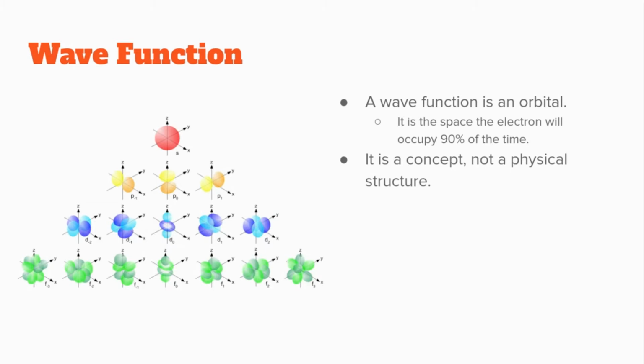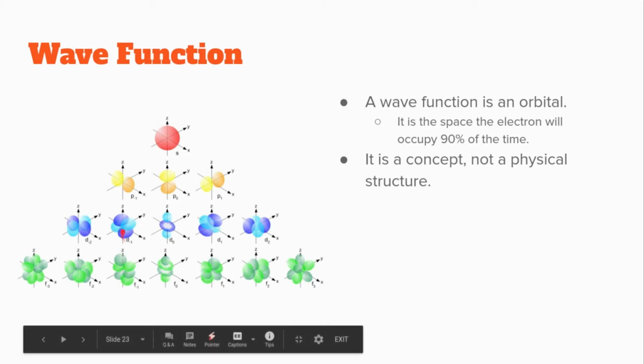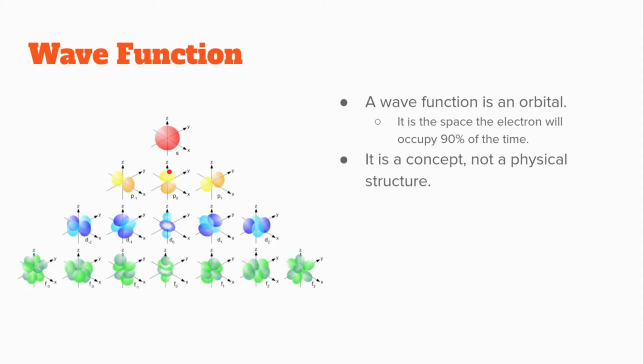So the wave function is just an orbital. We consider it to be the space the electron will occupy 90% of the time. We can't say it with any more certainty than that, just based on the calculations that we can do. But what's also important to know is that this is just a concept. It's just a probability. It's not something physical. There aren't these shells or balloons or whatever within an atom. These drawings are just shapes that are created from the math that we do that show where the electron will most likely be.